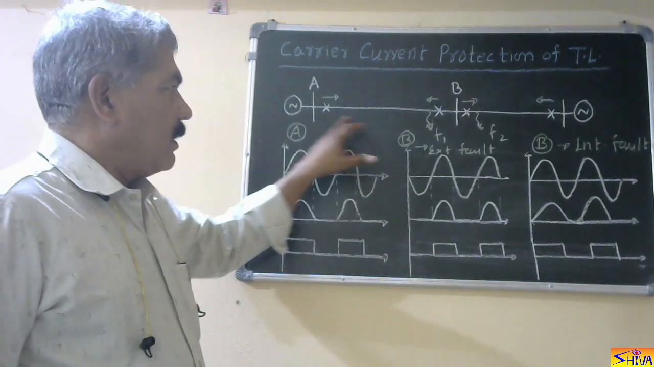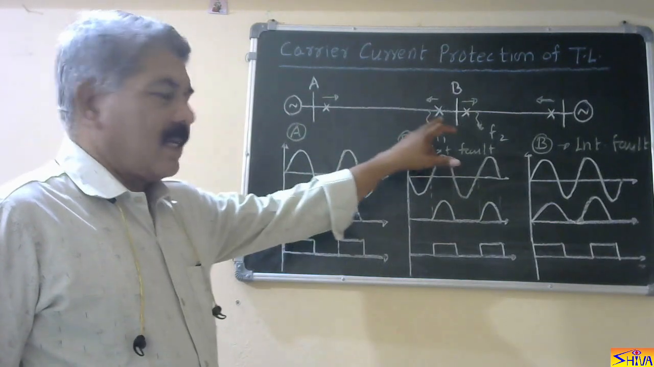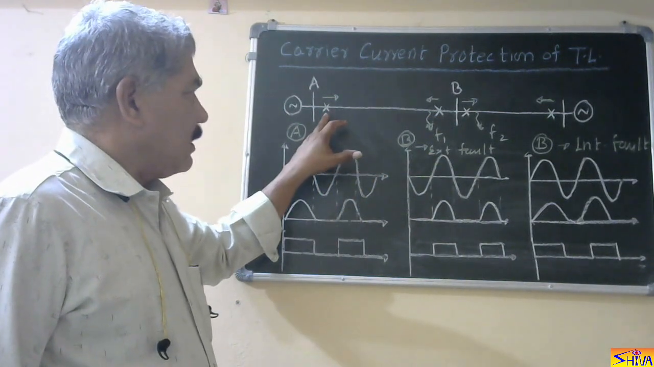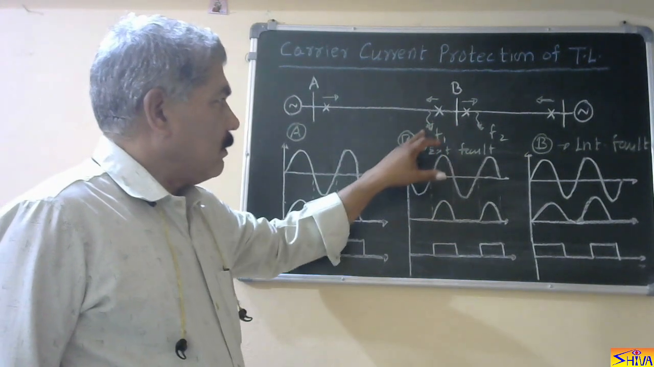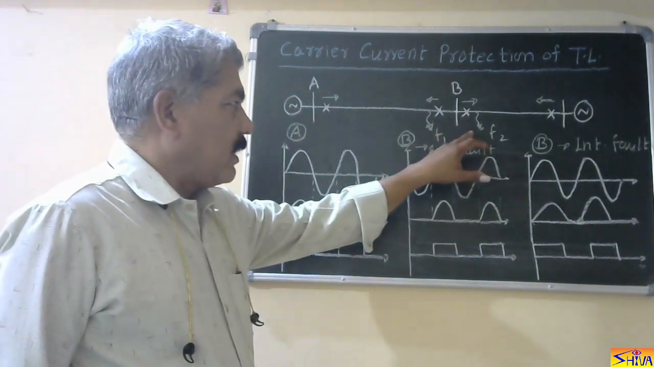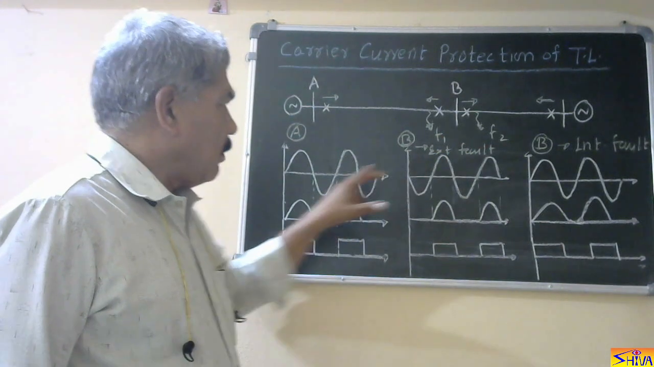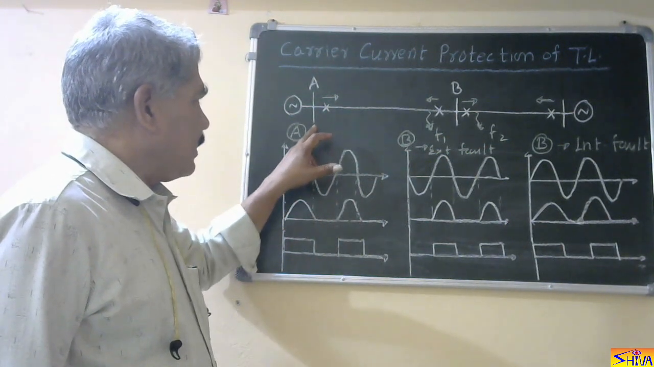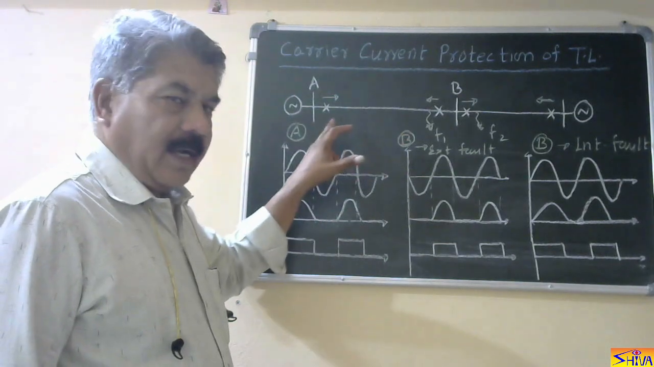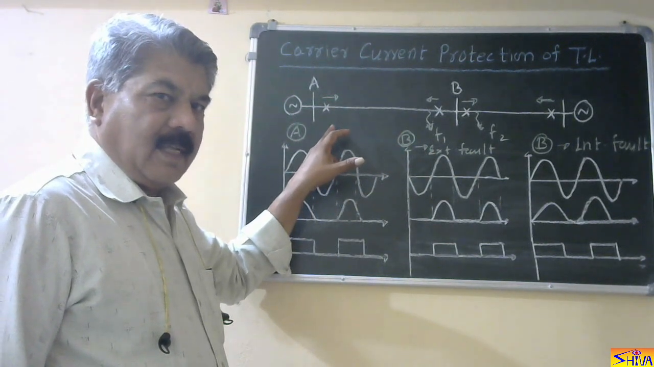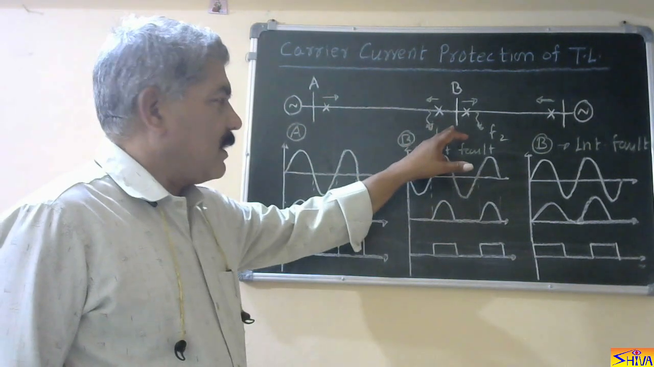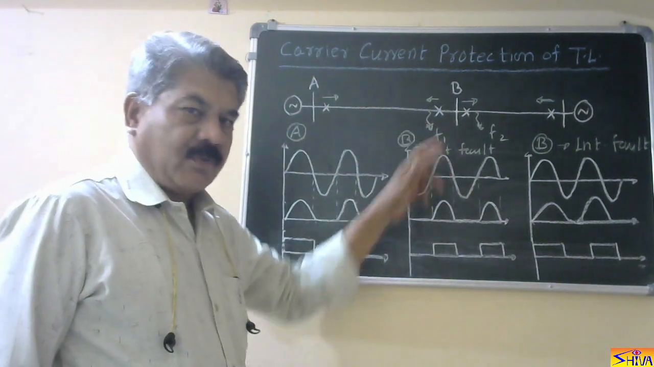So here I will consider line section AB. This is the current entering end and this is the current leaving end. Fault F1 is an internal fault, fault F2 is an external fault. Now let us consider that this is section A or end A and this is end B. Let us say end A is the end where current enters and end B is the end where current leaves.